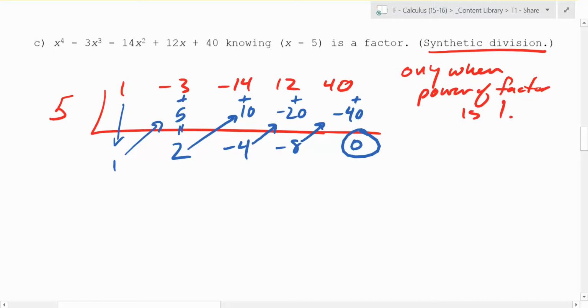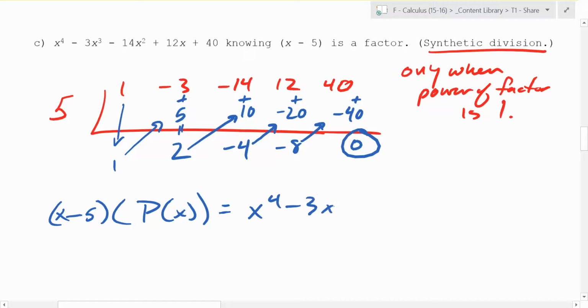Yes. When you end up with 0 at the end, it's great because now it means that x minus 5 is indeed a factor. Here's why. This polynomial, if x minus 5 is a factor, what we're saying is this. X minus 5 times something, let's call it p of x, will equal x to the 4th minus 3x cubed minus 14. This is what we're trying to find, right? We're trying to find p of x.